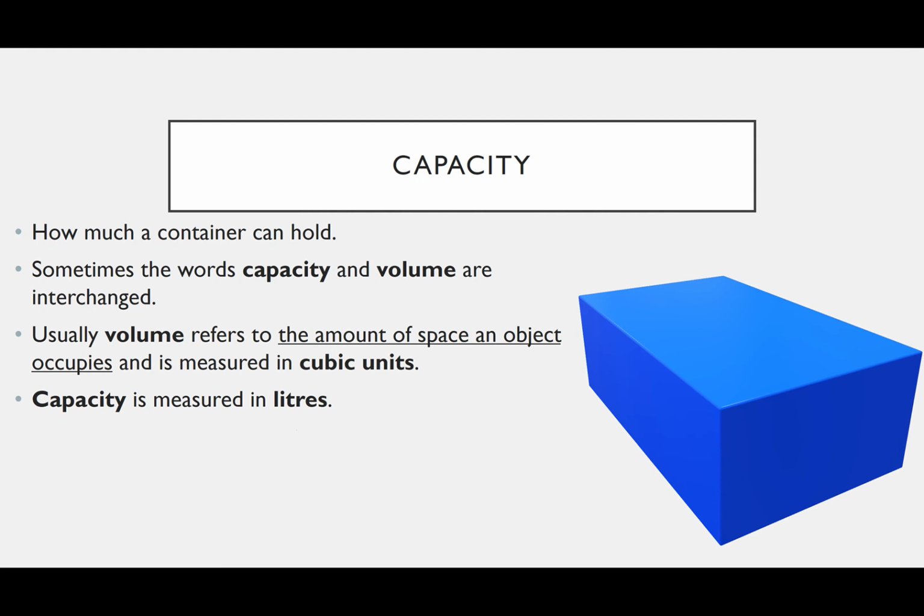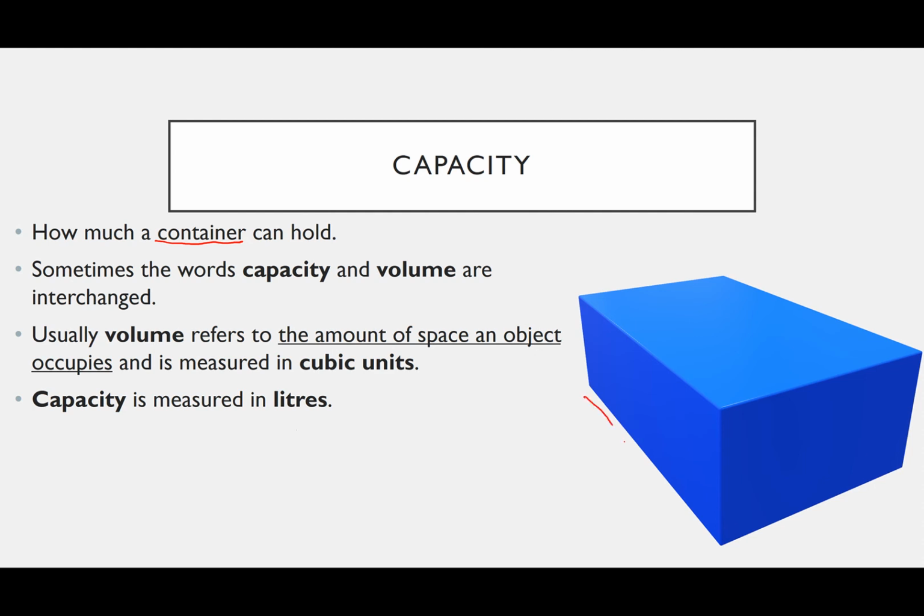Capacity. This is how much a container can hold. Sometimes the words capacity and volume are interchanged. Usually volume refers to the amount of space an object occupies and is measured in cubic units. Capacity is measured in liters. So if we look at this box here, this box would be like our container, and it can be measured in cubic units.